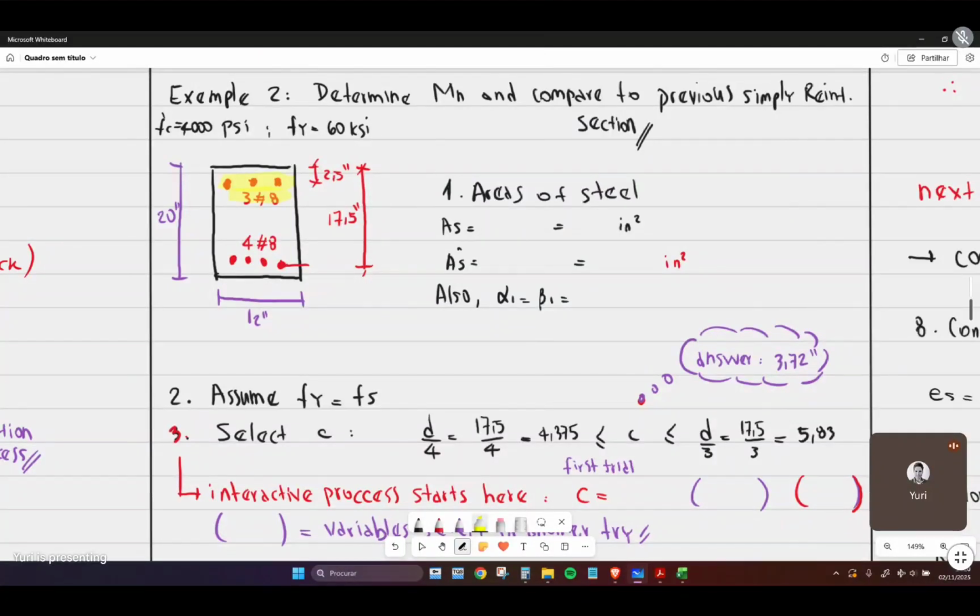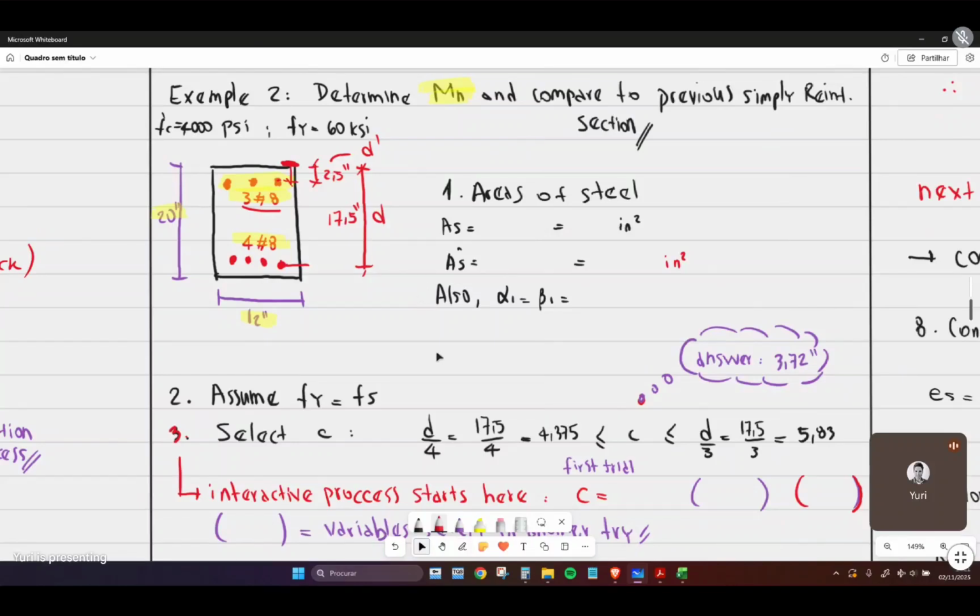This exercise is exactly like the one that we did previously, example number 1, but we just want to calculate the nominal bending moment here. The section is the same, so we have 20 by 12, 4 bars of number 8 on the bottom, which is tension reinforcement, and for the compression reinforcement, we are going to have 3 bars number 8. The distance d is 17.5, and d prime, which is the distance from the compression face of the beam to the center of mass of the compressive reinforcement, is 2.5 inches.